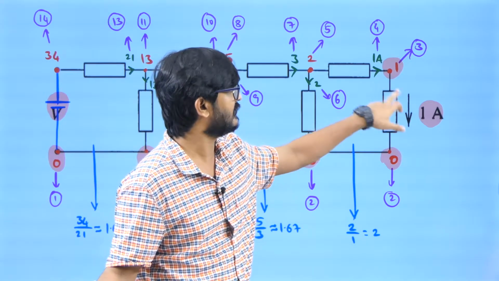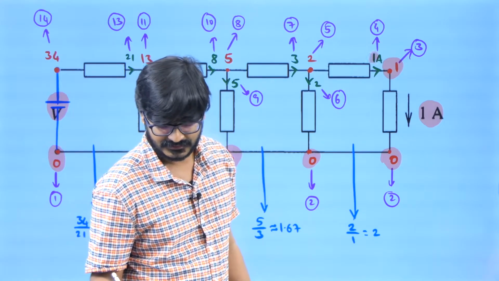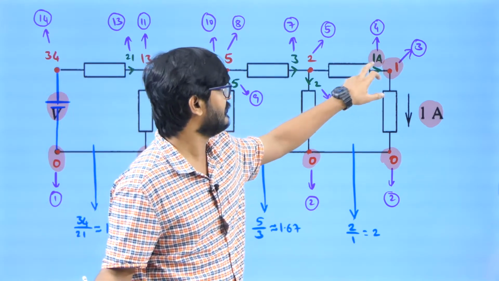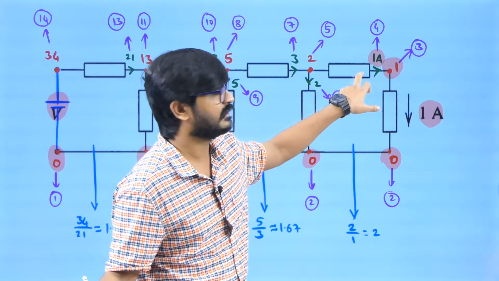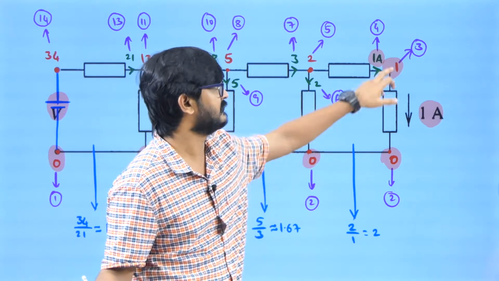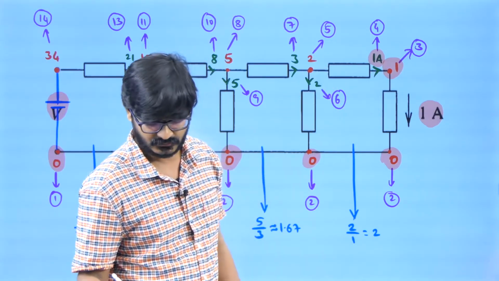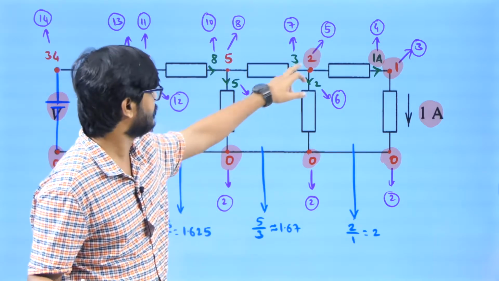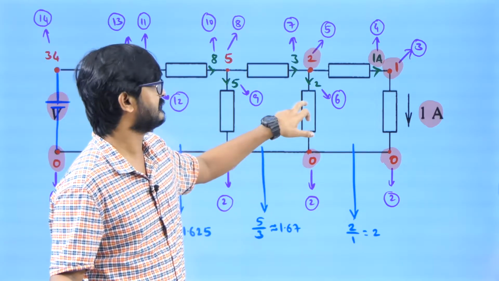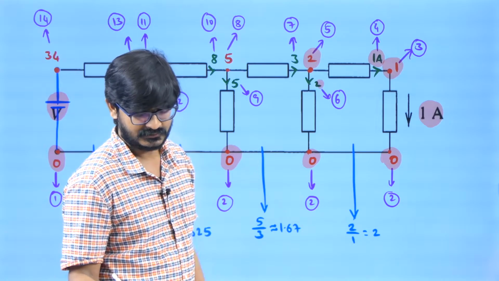Now if this current is 1 ampere, this current is 1 ampere by KCL. Now I can apply V equal to IR across this resistor. 1 into 1, potential difference must be 1. There is already 1, so this has to be 2. Now the potential difference across this one is 2. Resistance is 1, so current is going to be 2.